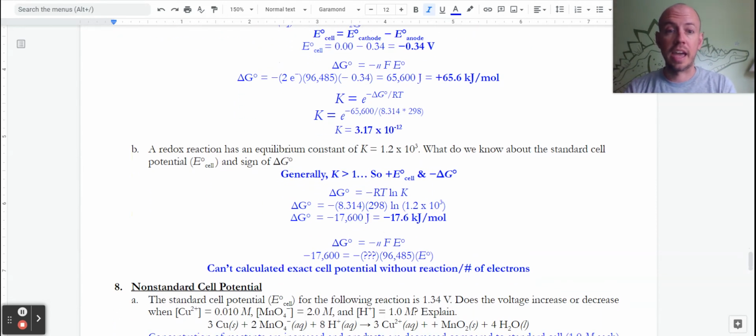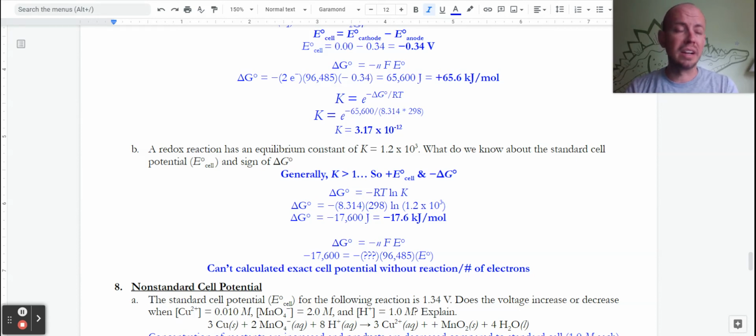Here we are given a K. What do we know about this? As a general statement, we can do this right here. So K is greater than 1. That means a positive cell potential and a negative delta G. We could specifically calculate this. When I know K, I plug in all these numbers, I get my delta G. It is negative 17.6 kilojoules per mole.